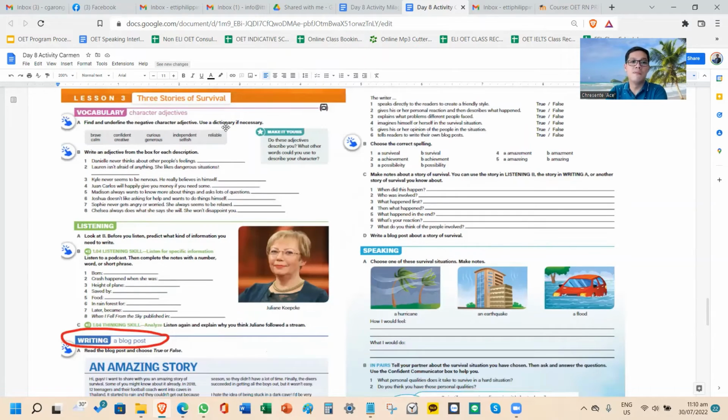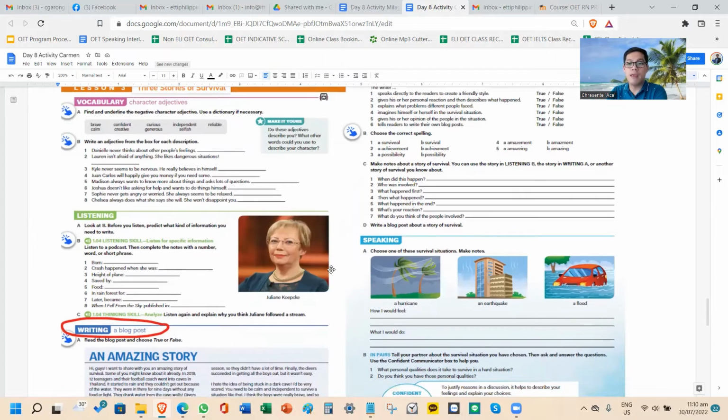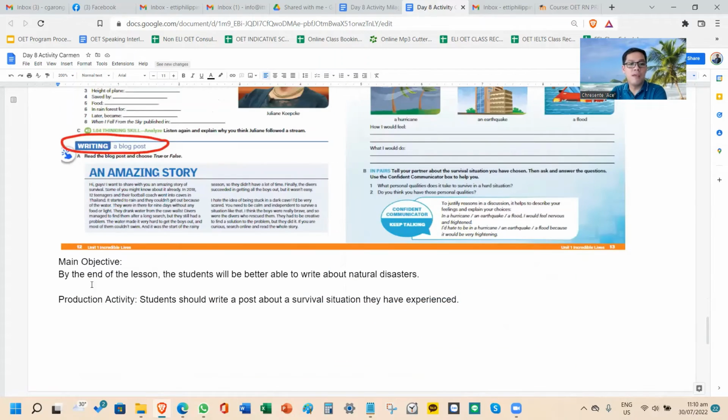So here, I want you to do writing. By the end of the lesson, the students will be better able to write about natural disasters. Again, it's too general, and it's not student-centered. So a good way to do this is, even though it says writing, it should not end with writing, but there is presentation or sharing of their written output.